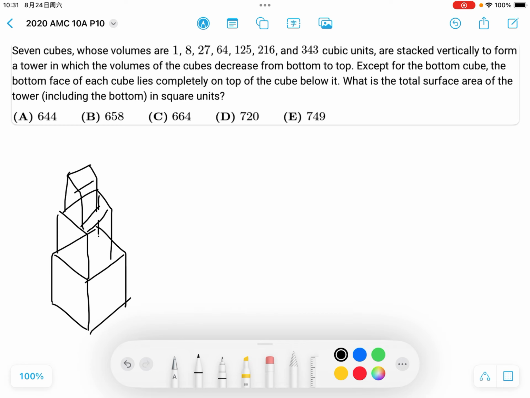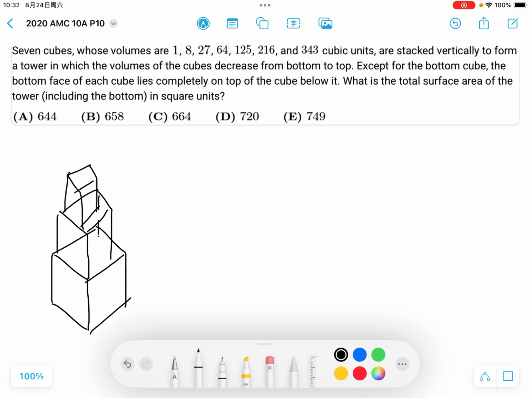So yeah, and then except for the bottom cube, the bottom face of each cube lies completely on top of the cube below it. That just means that there's no case where I have a smaller cube and I'm trying to stack it, but some part of this cube, the end part, let's say, dangles off the surface of the big cube. So it's just saying that this won't happen. The cubes are completely on top of one another when they're stacked.